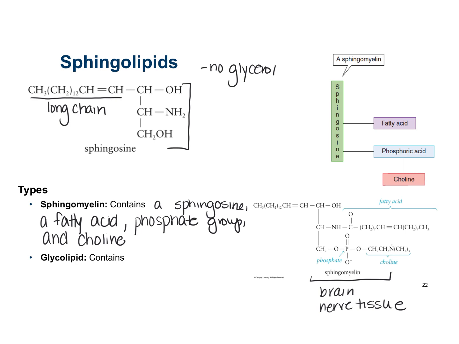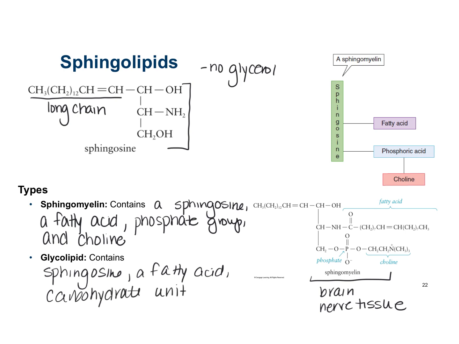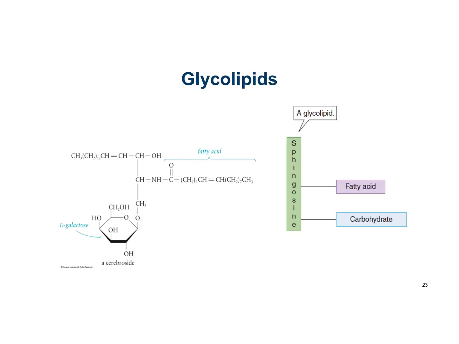Now, a second type of sphingolipid is a glycolipid, and this contains sphingosine and a fatty acid, so similar to the sphingomyelin. But instead of the phosphate group with the choline, it contains a carbohydrate unit. And so let's look at those. So this is an example of a glycolipid. When we look at this, we see there's the same long chain. Fatty acid is here, and it's got that amide linkage. And then now we have a carbohydrate here. And then, of course, here's the cartoon for this.